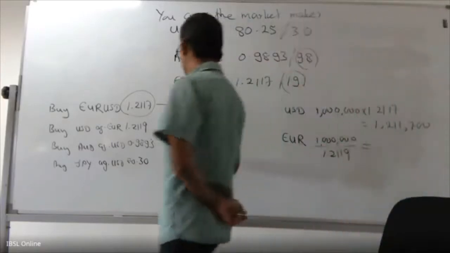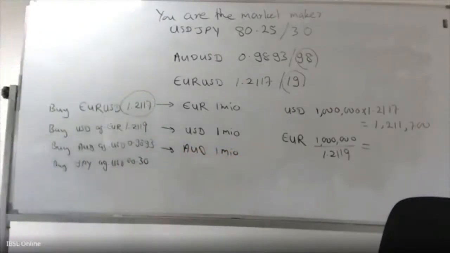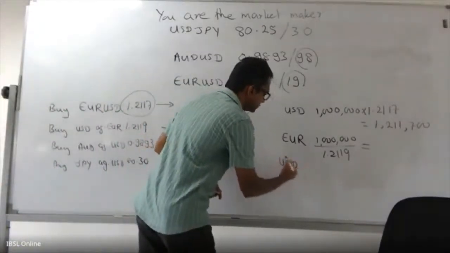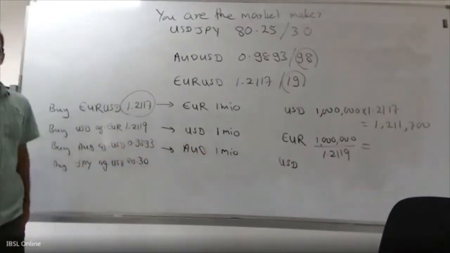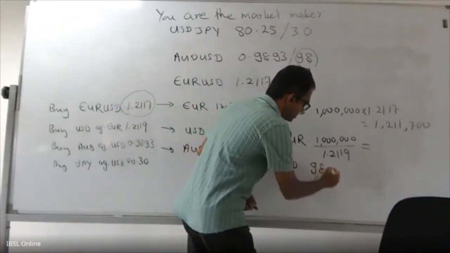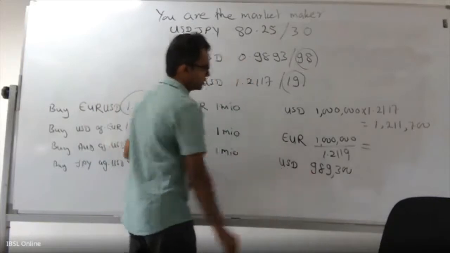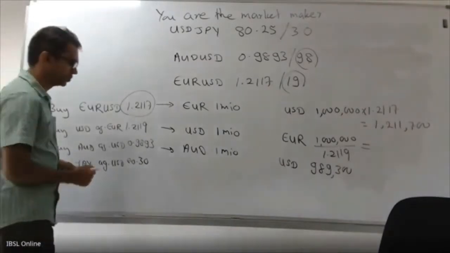What about this one? If it is AUD 1 million, you want to buy Australian dollar 1 million against dollar. What is the amount of dollars that you need? It is again the 1 million multiplication, 1 million into 0.9893. So you need 989,300 dollars.